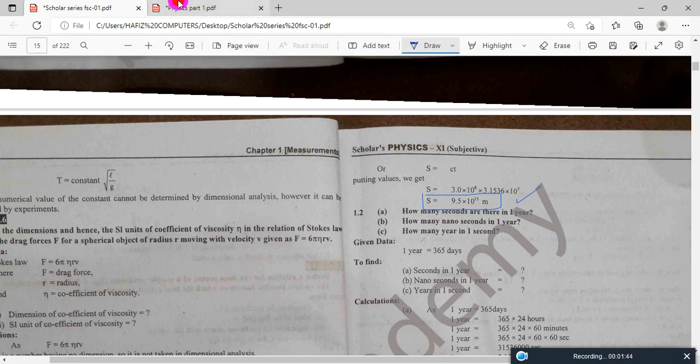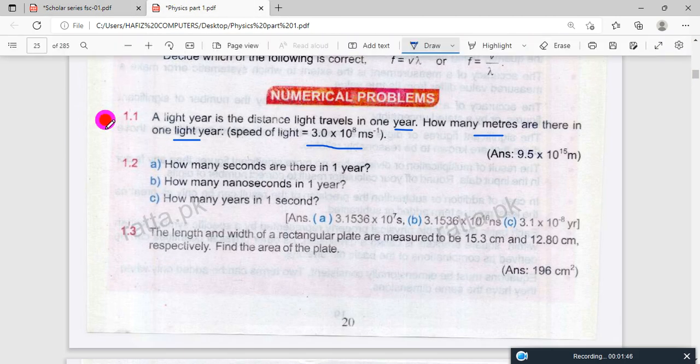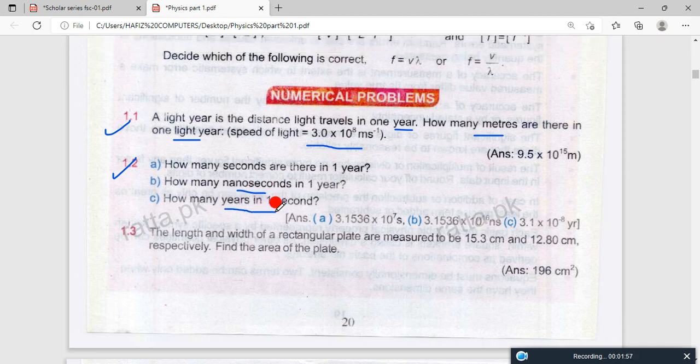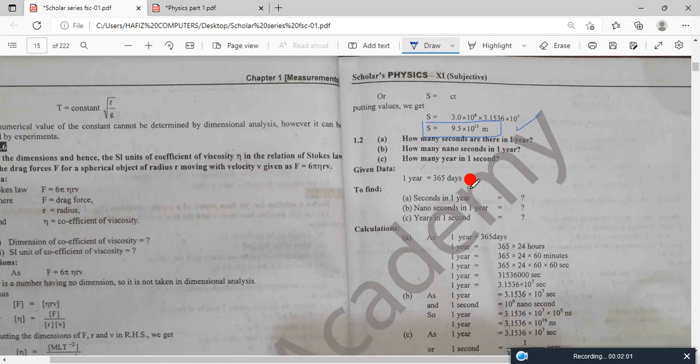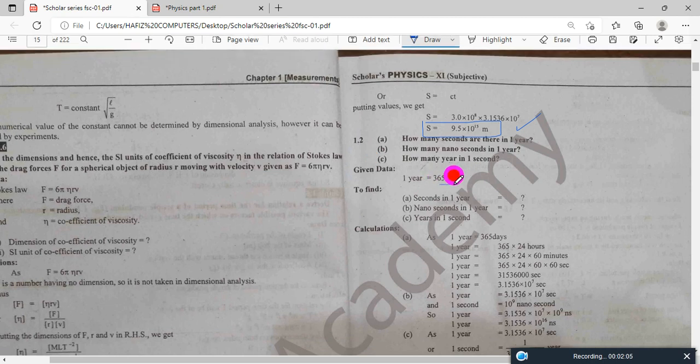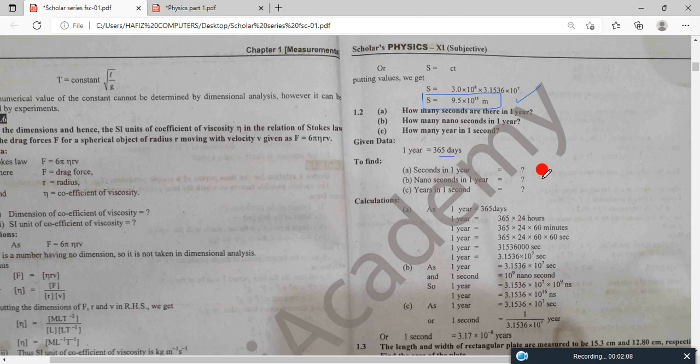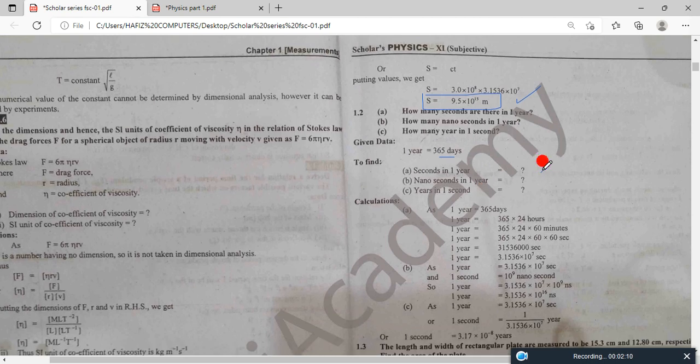So this is the first numerical problem. Next one: how many seconds are there in 1 year, how many nanoseconds are there in 1 year, and how many years are in 1 second. So 3 problems are asked in this numerical problem. We'll see. As we know already, there are 365 days in 1 year. The data required to find is seconds in 1 year, nanoseconds in 1 year, and years in 1 second.